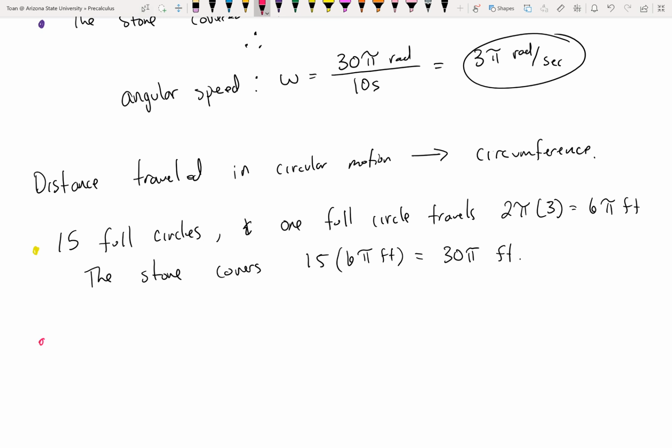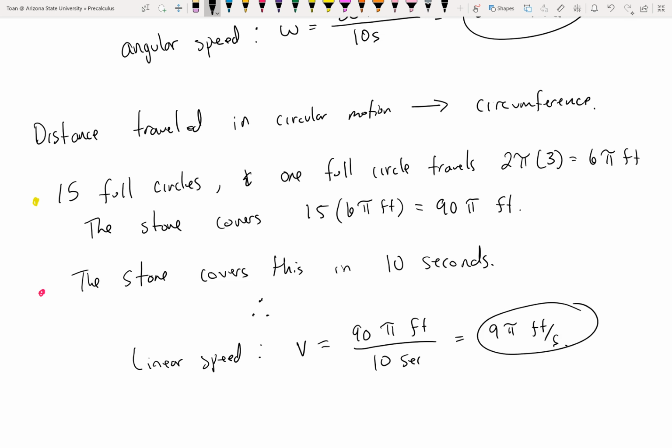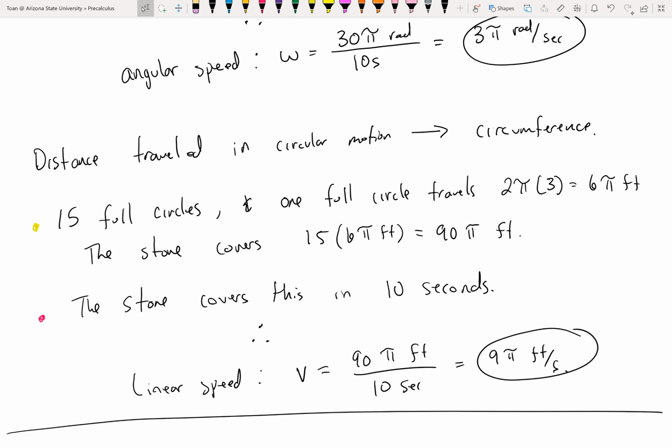Well, according to the problem, the stone covers this in 10 seconds. Therefore, linear speed, the symbol that we use is v, is the straight up distance over time. His distance, oops, I wrote 30, 90 pi feet over 10 seconds, which is 9 pi feet per second. So there we go. If you spin a rock with radius of 3 feet at a speed of 15 revs per 10 seconds, you're going 9 pi feet per second linearly, or 3 pi radians per second angularly.